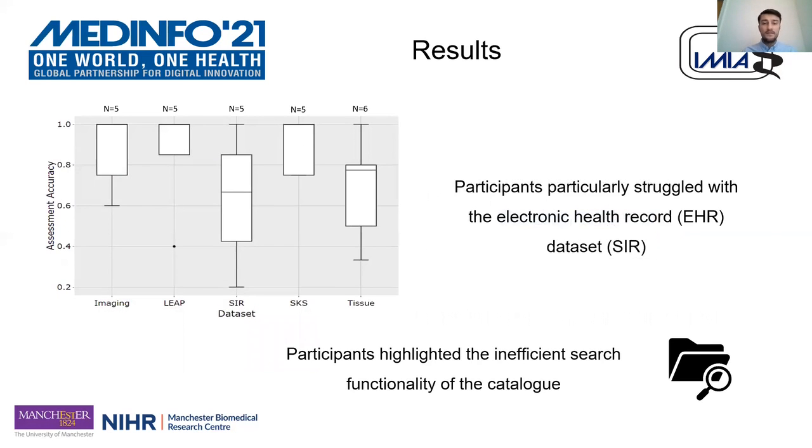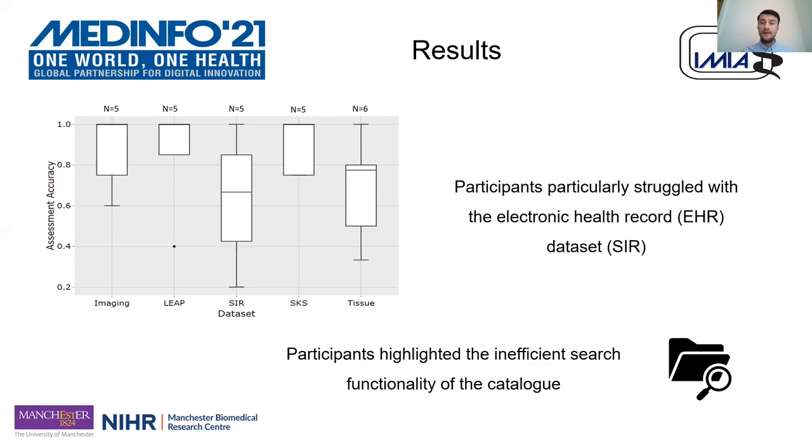Some basic analysis of the results revealed slight differences in the accuracy of assessments across the different datasets. The Salford integrated record had much greater variation in assessment accuracy and also the lowest average accuracy. This may be explained by the fact that it is a complex data structure of electronic health records that some researchers may be unfamiliar with.